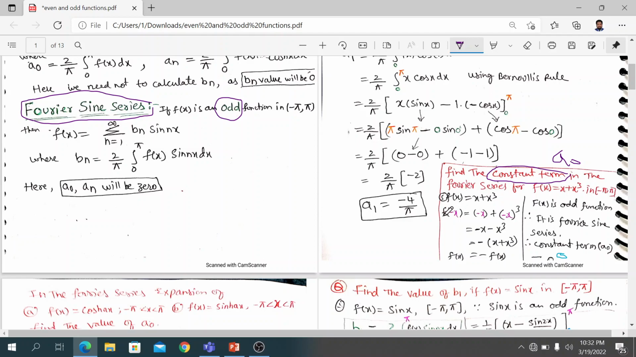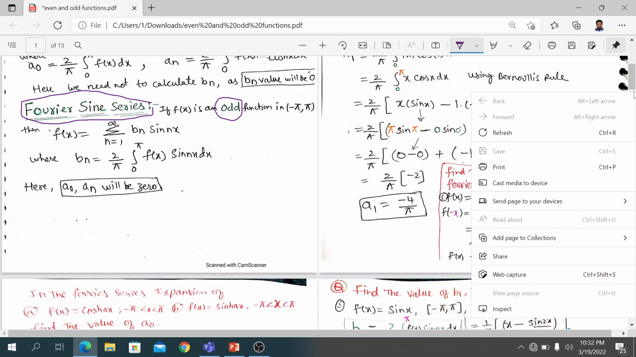Let us check f of minus x. So minus x plus minus x whole cube: minus x as it is, minus x cube means minus of x cube. Take minus common: minus of x plus x cube. But what is x plus x cube? It is f of x. Since minus is there, it means f of x is an odd function. So it is a Fourier sine series where the constant term a naught is 0.